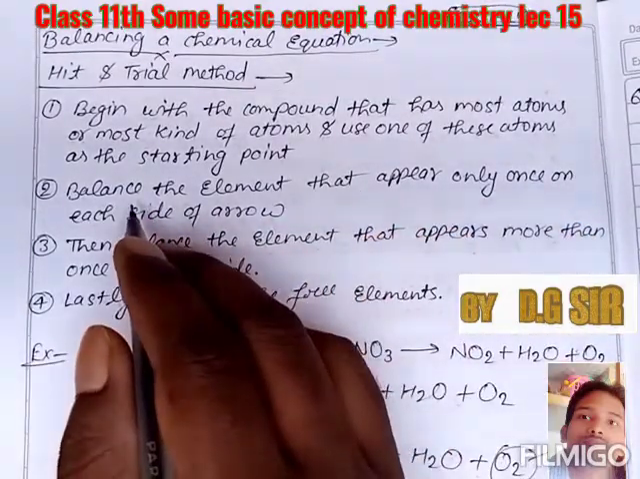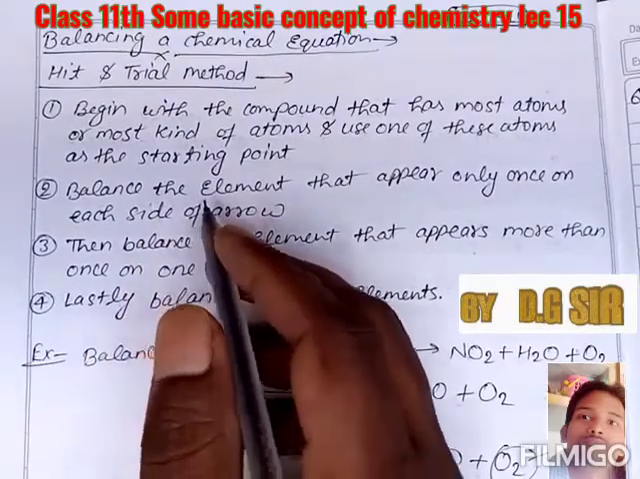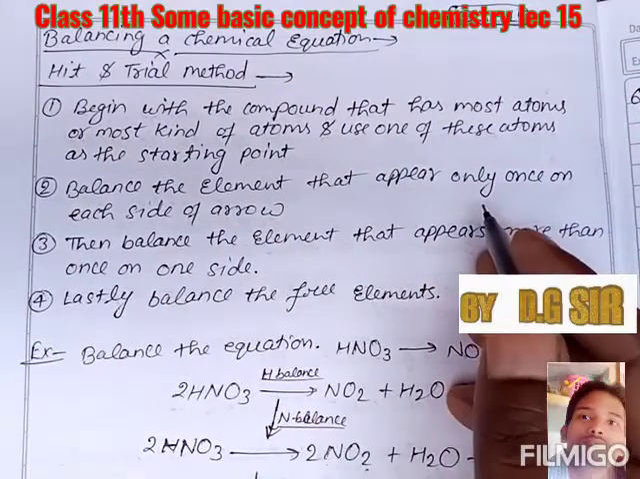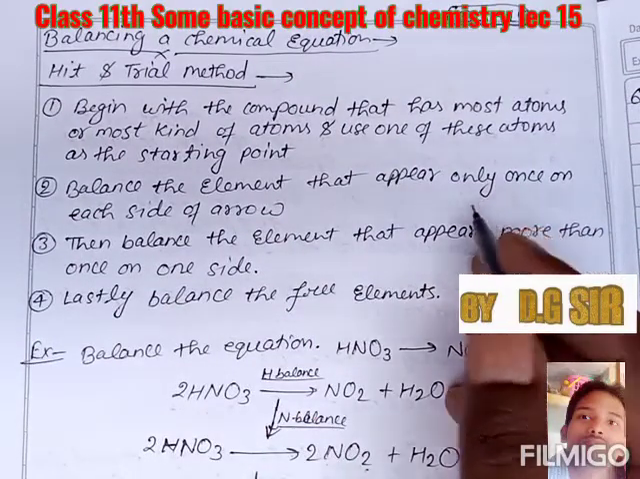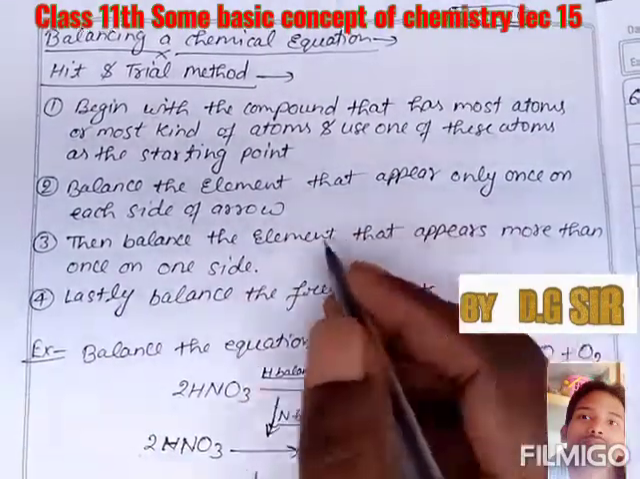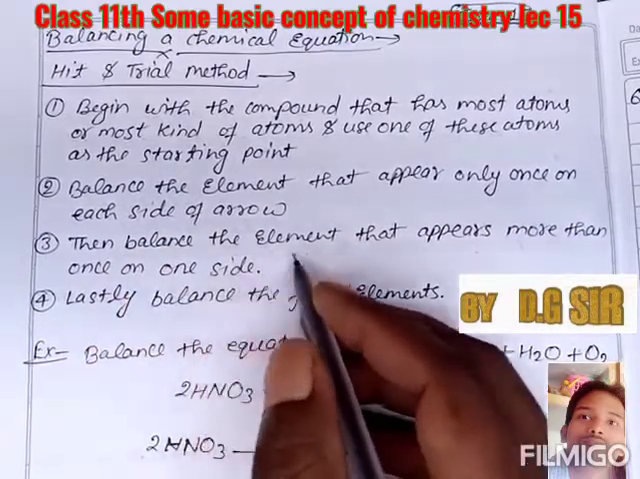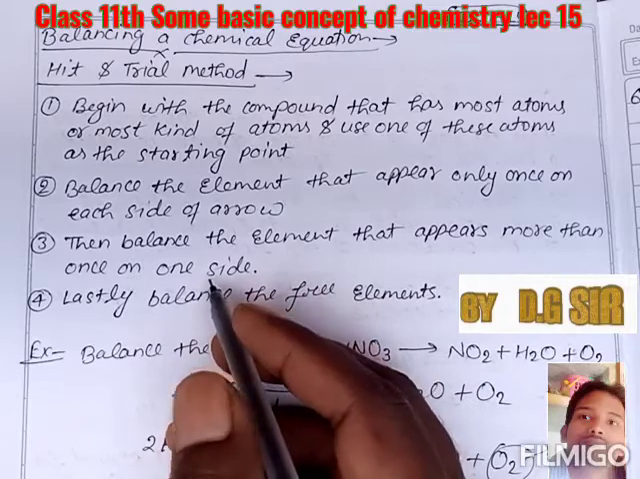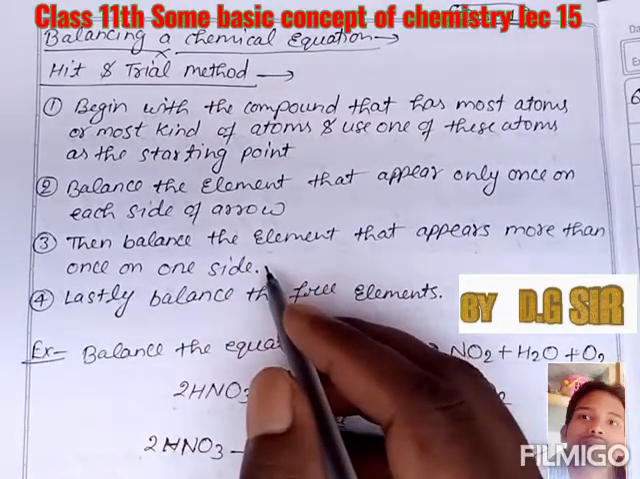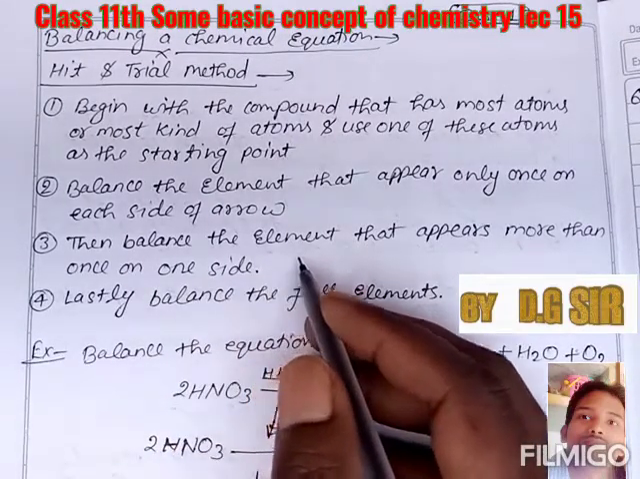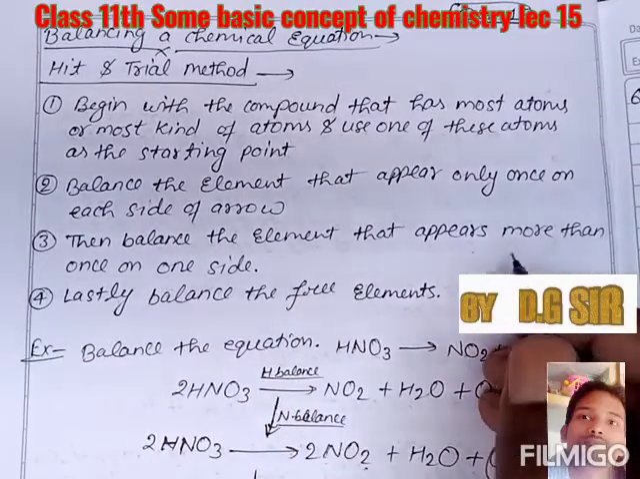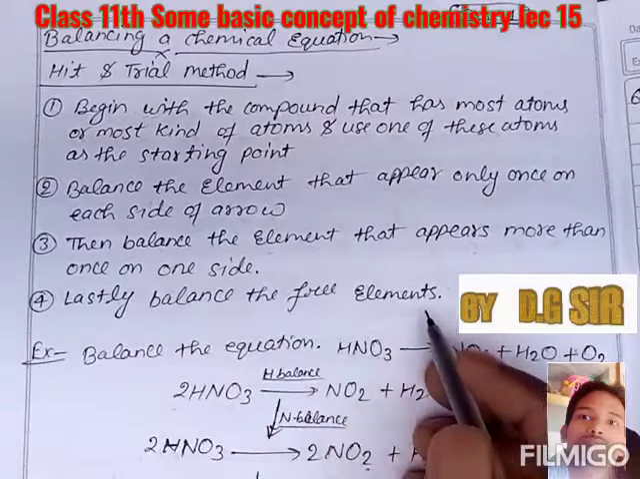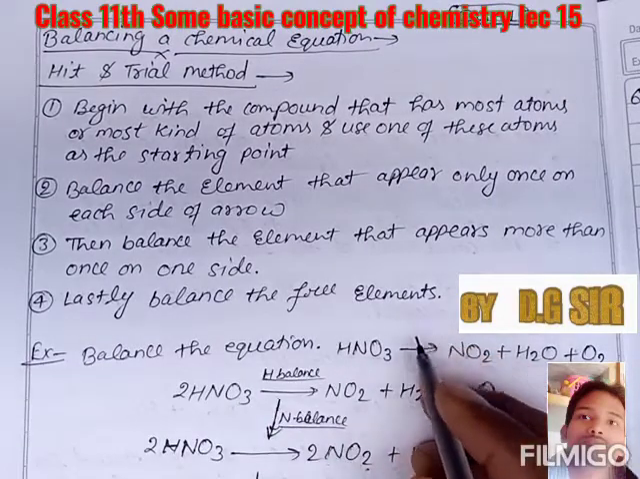First of all, we balance the element which appears only once in a chemical reaction, on either the left or right side of the arrow. Third one is to then balance the elements that appear more than once on one side. Now we balance those elements. Lastly, balance the free elements which are in free form.